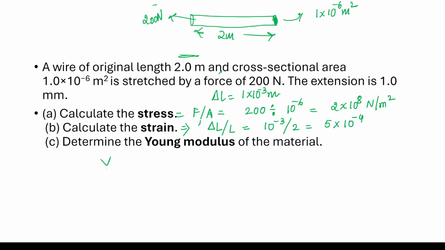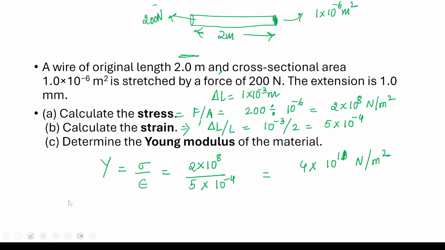Young's modulus is stress over strain. So stress is 2 times 10 to the power 8, and this is 5 times 10 to the power minus 4. 5 4s are 20. 4 times 10 to the power 13. No, 11. 11 Newton per meter squared.